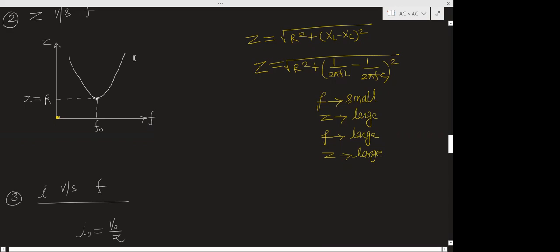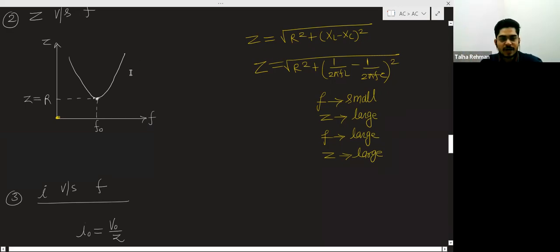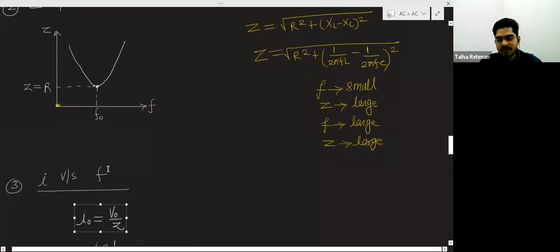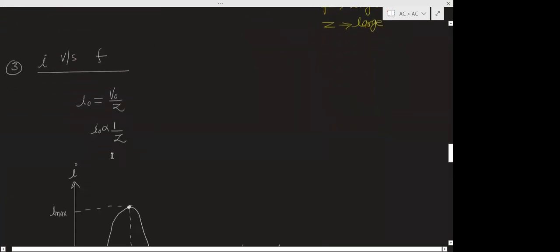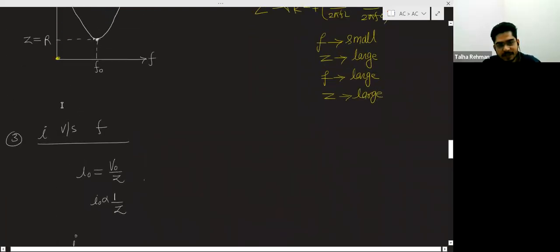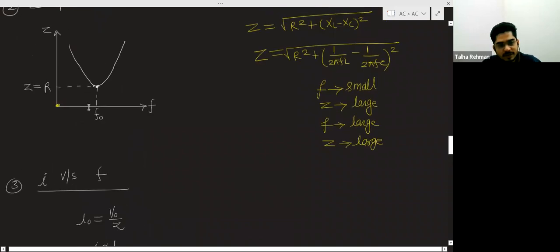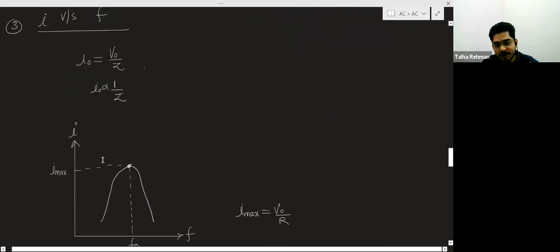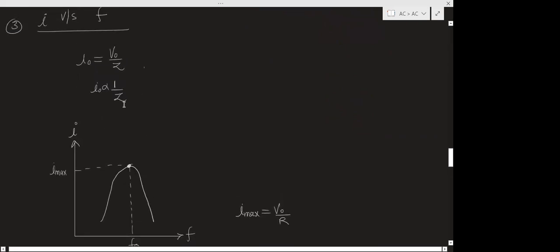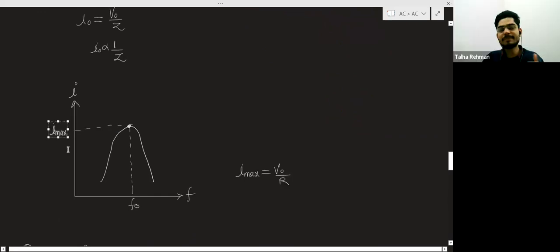If I draw a graph between the current and the frequency, current and impedance are inversely proportional, so this graph will be just the reverse of that. It will increase before f naught and decrease after f naught. You can see here, if you are increasing the frequency before f naught, the impedance is decreasing, but beyond f naught the impedance is increasing. So this is just the reverse graph. This is the maximum current at resonance.